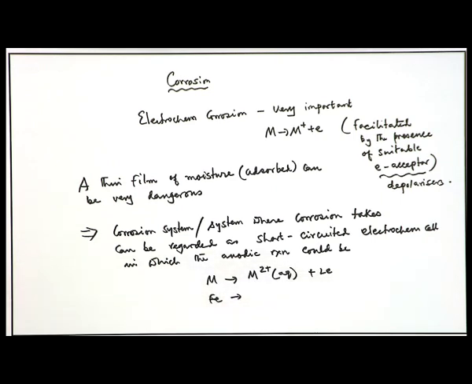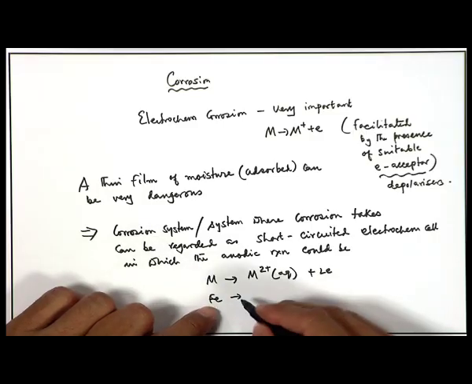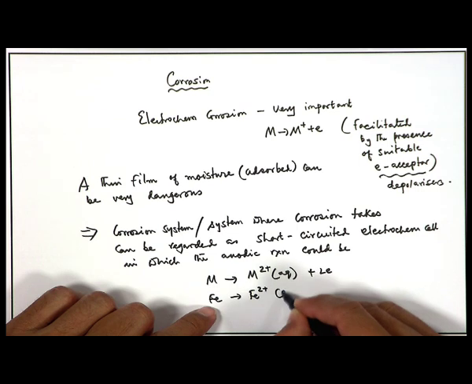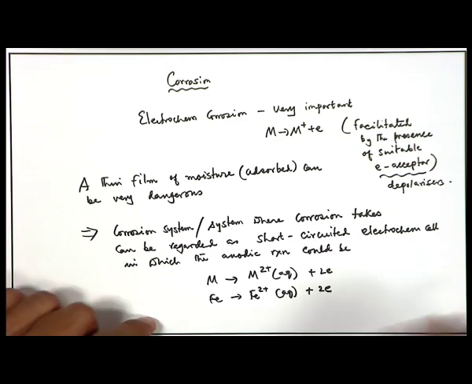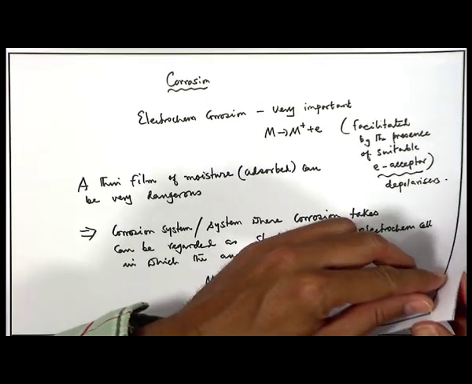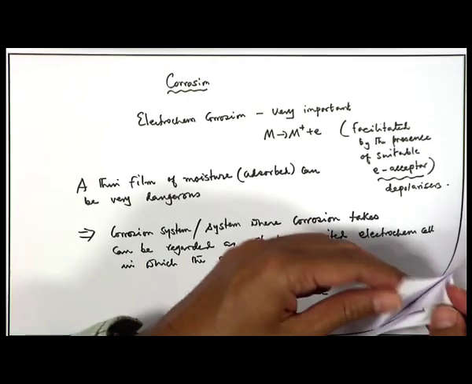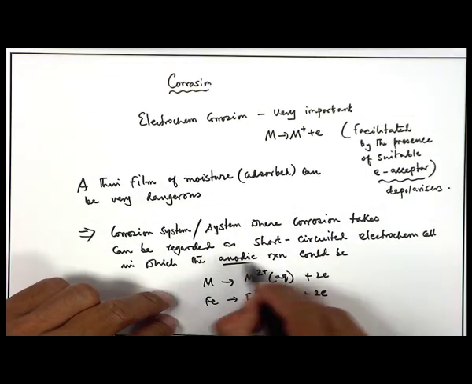because the problem of corrosion is mostly with iron. We mostly complain about the effect of corrosion, that people don't like it, that it is corroded so it looks bad. So mostly it is involved with iron. So, Fe goes to Fe 2 plus aqueous plus twice electron. This is an anodic process, as if it is an anode reaction.